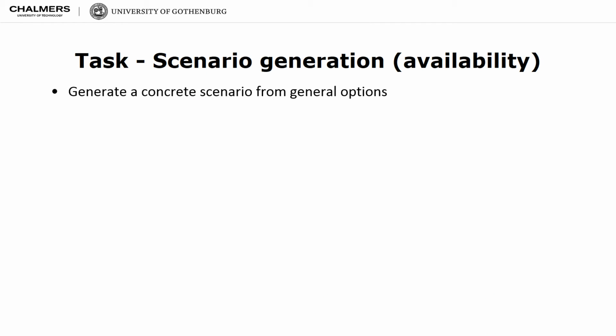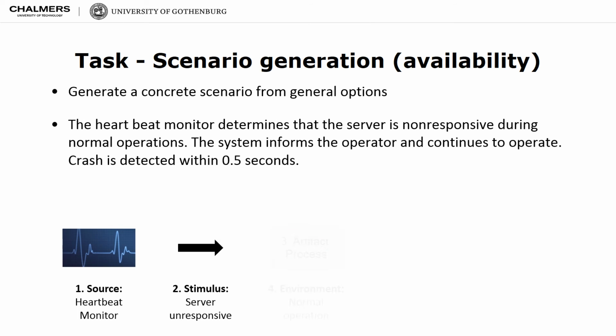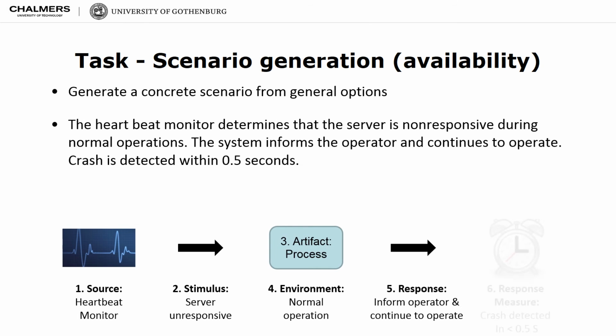Let's do a small exercise. Let's consider a critical server in a system, and this server is monitored by a heartbeat monitor. The monitor checks whether the server is still up and running. In this slide, we have a quality attribute scenario about availability.